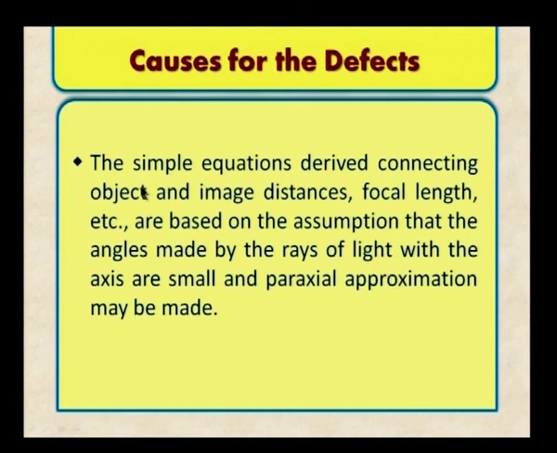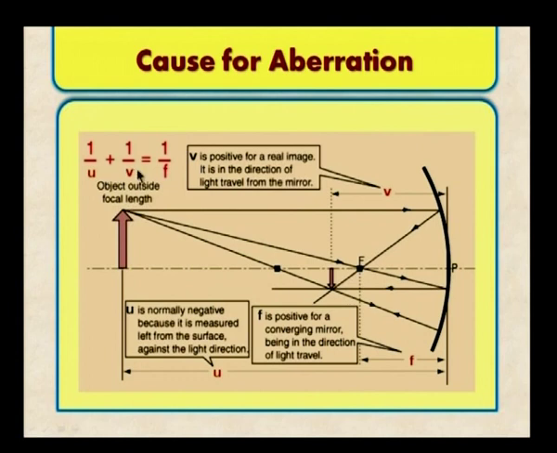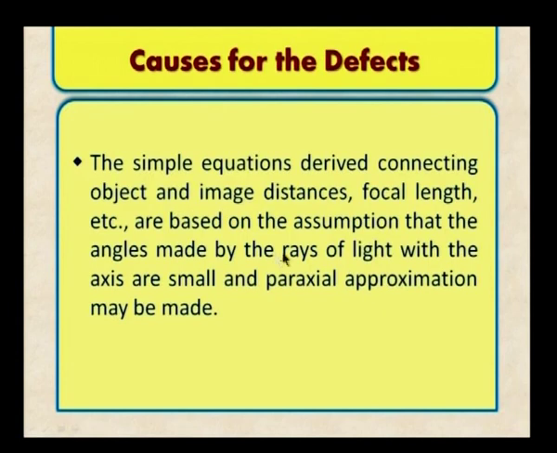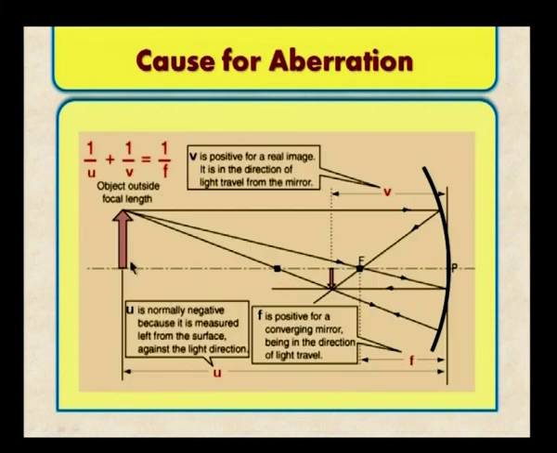You have the man-made relation, the simple equations derived connecting the object and image distances. This is what I showed you here, the object distance, the image distance and the focal length, they are the man-made relation. The focal length relations are based on the assumption that the angles made by the rays of light with the axis are small, and paraxial approximation may be made. What do you mean by paraxial approximation? If the light rays are very close to the optic axis, then the distance that you are measuring, v, will be ending on the mirror, not like this. v is measured from here to here.